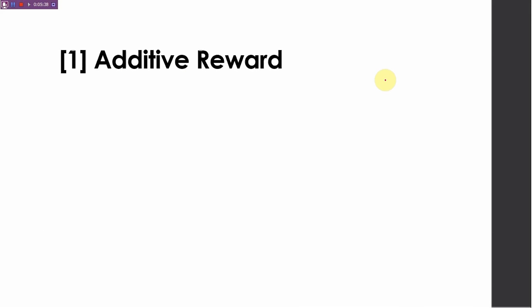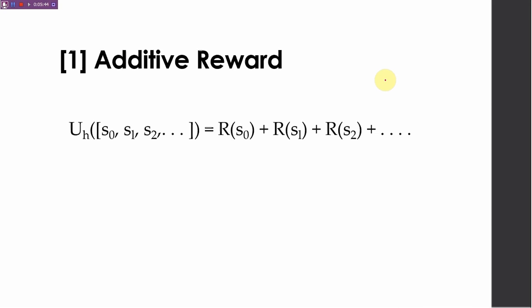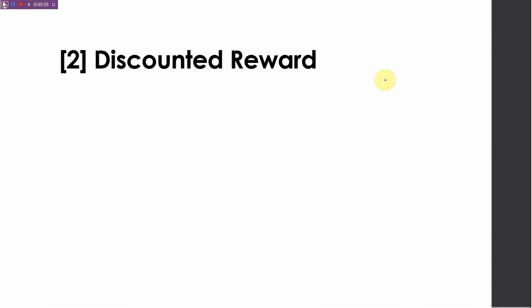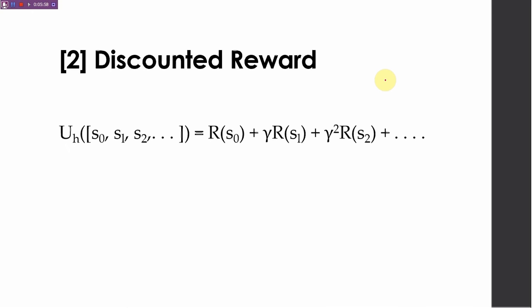Here are the two ways to calculate the utilities. First is the additive reward, where the utility of the history of states is equal to the reward of state 0 plus the reward of state 1 plus the reward of state 2, and so on. The second way is the discounted reward, where the utility of the history is equal to the reward of S0 plus gamma times the reward of S1 plus gamma raised to 2 times the reward of S2, and so on. The gamma here is a discount factor, a value between 0 and 1.